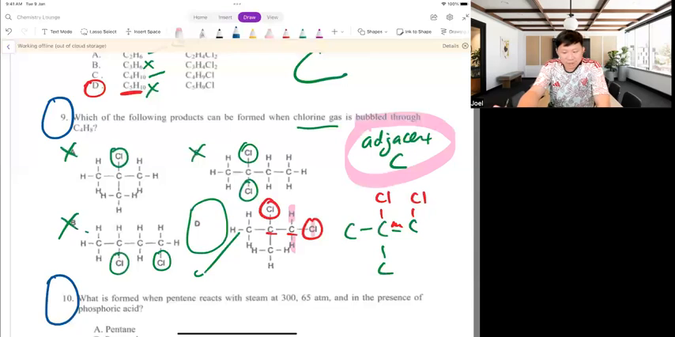Okay, so remember addition is always side by side. Substitution, no issue anywhere, random, I told you.